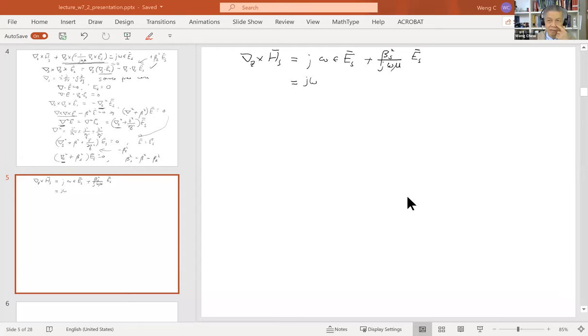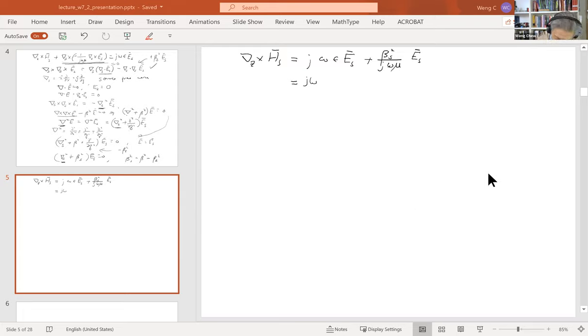Okay, can you see my screen now? Yes. Okay, let me move this away. Now this thing allows me to move the blockage away. Let me move it to this side. Okay.